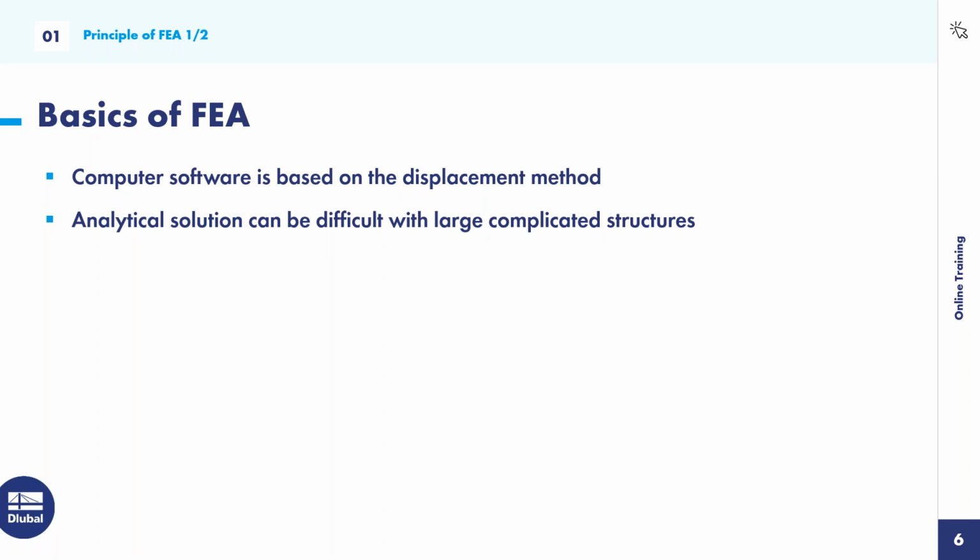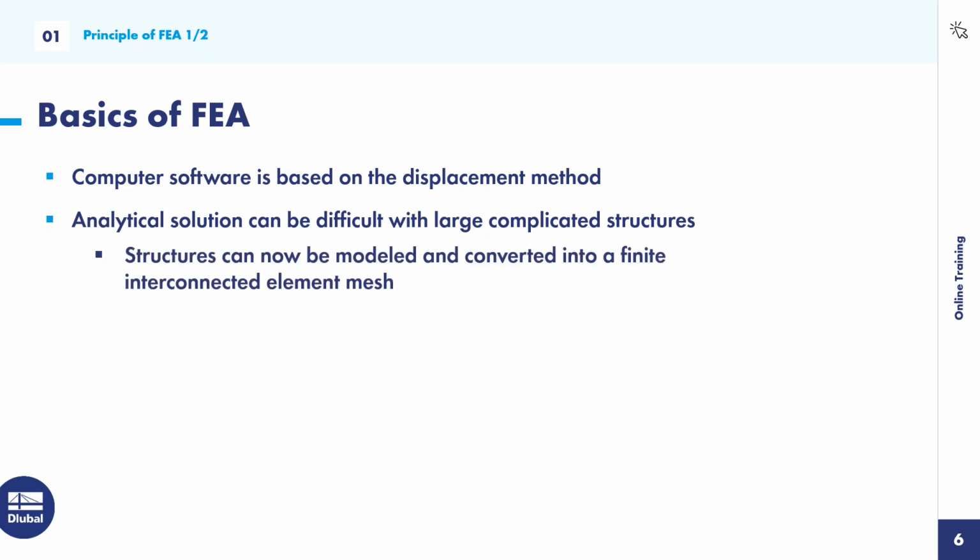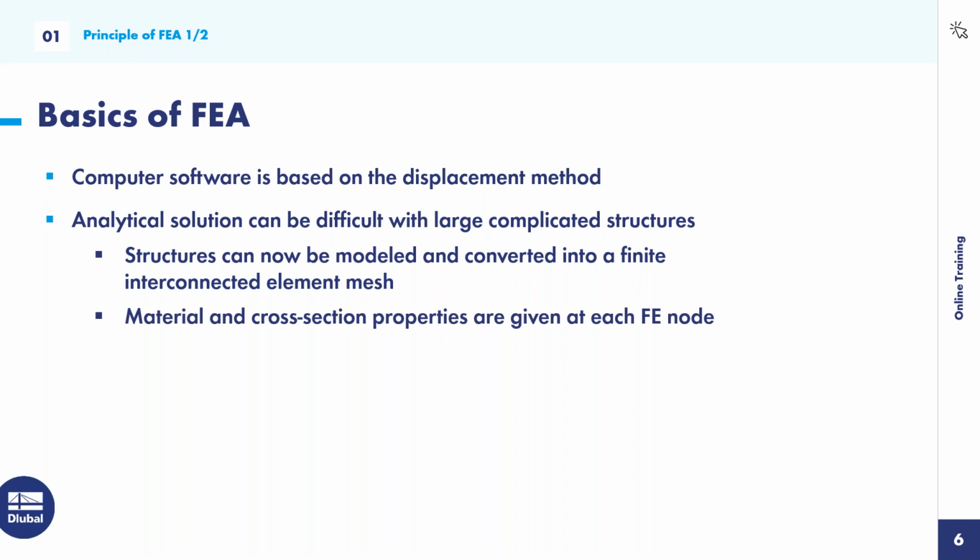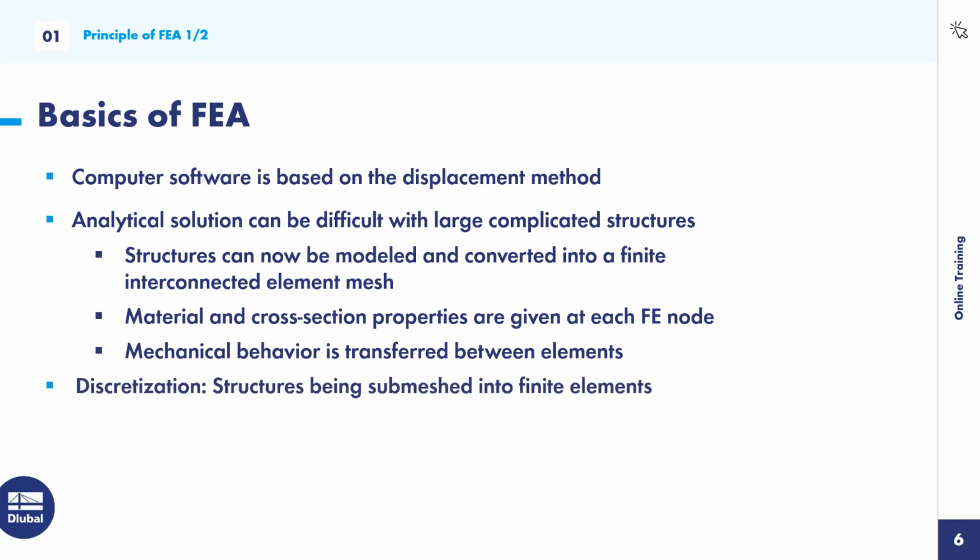Doing hand calculations for some structures with complicated and odd geometry can almost be impossible or feel like it's impossible. The limits are being reached with large complicated structures, and it's just difficult to get accurate results. And so this is where FEA software comes in. Structures can now be modeled and converted into a finite interconnected element mesh. Then the material and cross-section properties are given at each FE mesh node, and the mechanical behavior is transferred between these elements. Discretization is a word that I would like you to walk away with, and this is the act of structures being submeshed into finite elements, which is done in FEA software.